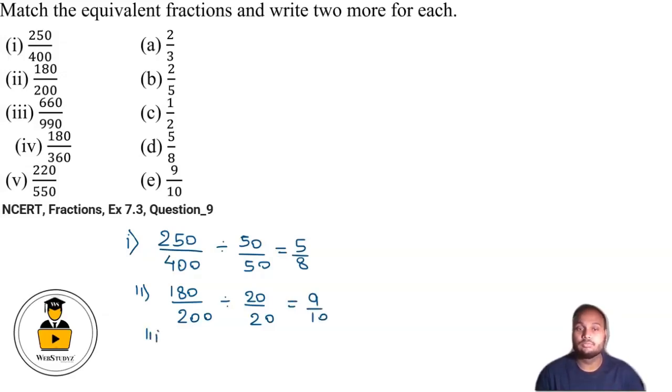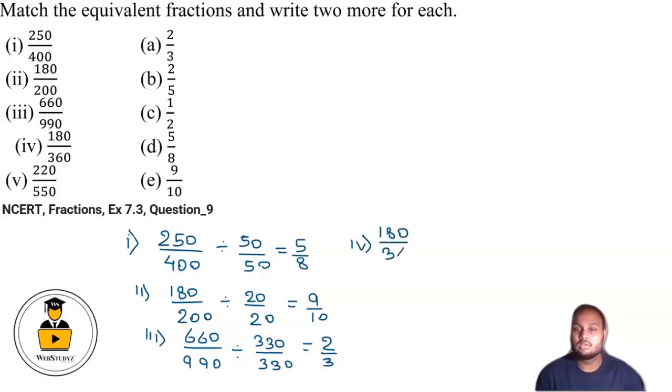For the third part, we have been given 660 upon 990. On dividing it by 330, we get 2 by 3. Similarly, for the fourth part, we have been given 180 upon 360. So if we divide by 180, on solving, we are getting 1 by 2.